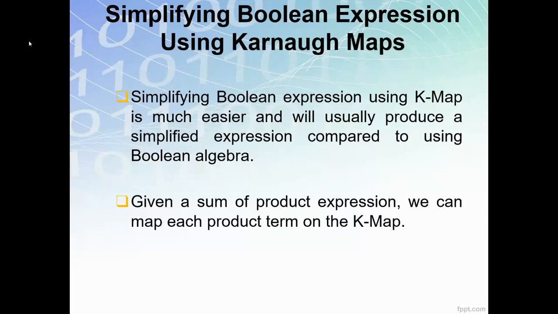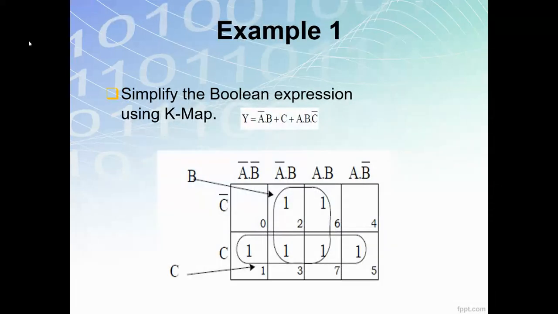You have to draw the Kmap, and then you get the simplified Boolean expression. Normally they give a sum of product expression, so that we can map the product terms on the Kmap. A Kmap normally uses SOP instead of POS. Alright, so this is an example of how we simplify the Boolean expression using a Kmap. For example, here you have the expression Y equals A bar dot B plus C plus A bar dot B dot C bar.